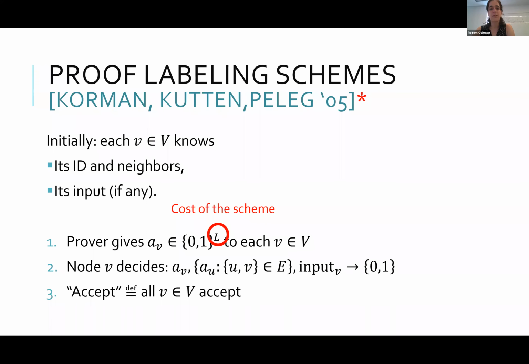And the cost of the scheme is what we would like to minimize. The length of these certificates, these labels, is what we would like to make as small as possible. And interestingly, you can even gain useful information from labels of only 1 bit. For example, if you would like to check that the network graph is bipartite, you can tell every node which side it's on, just 0 or 1. So the label is 1 bit. And then you just check, do all of my neighbors have the opposite label from me? If they do, I accept, otherwise I reject.